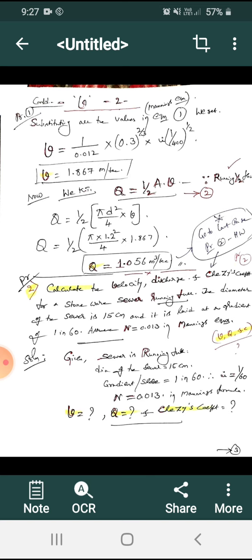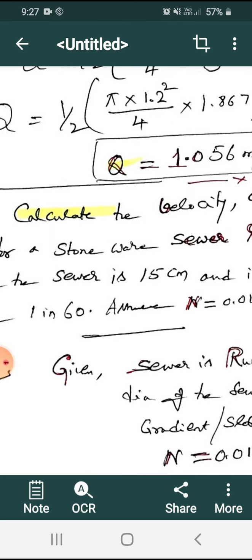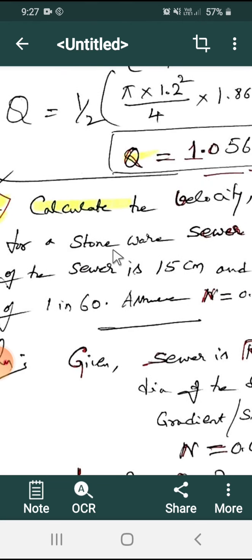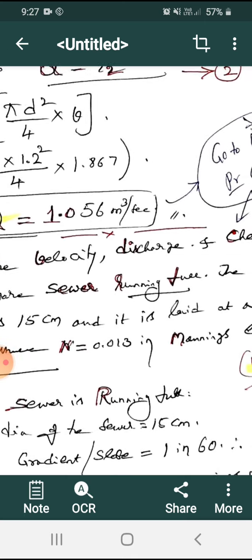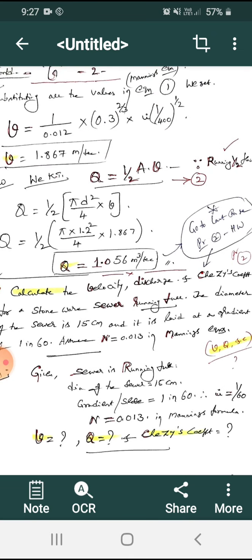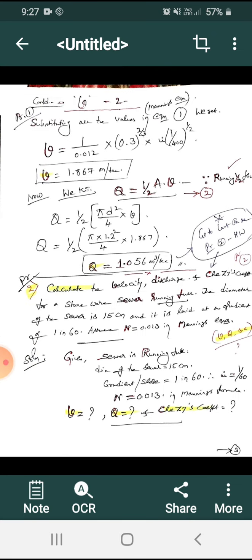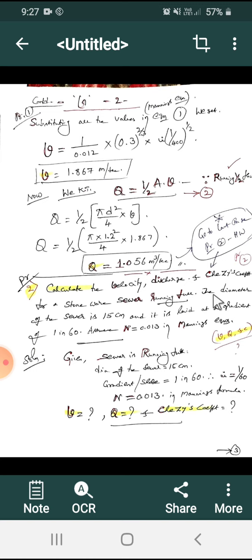Calculate the velocity, discharge, and Chezy's coefficient for a stoneware sewer. Stoneware means what actually? Stoneware means it is a soil pipe. Soil pipe means clay pipe. Okay, this is a stoneware sewer, running full. Okay, I will read first, afterwards we can discuss.